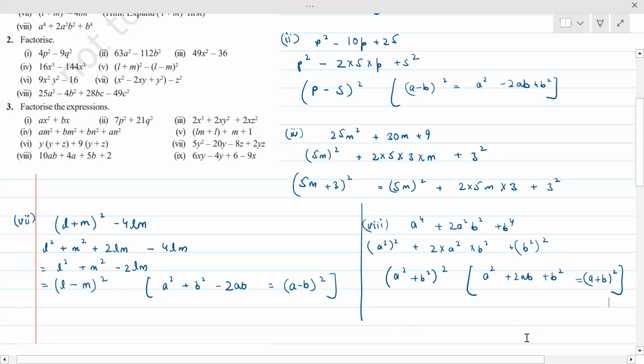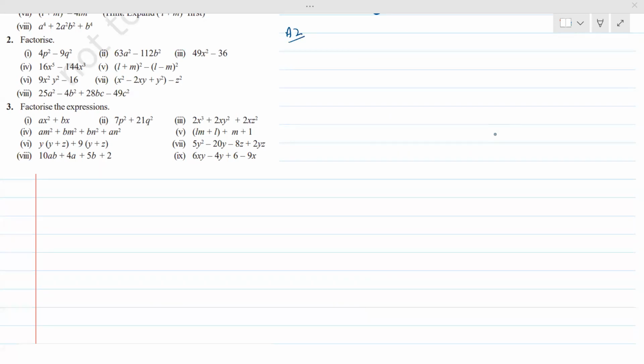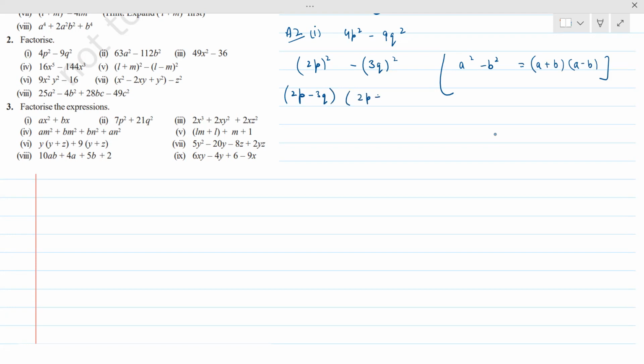Now we will see that eighth part. Now in answer 2, let's take 4p square minus 9q square. I can write it as 2p whole square minus 3q whole square. Now we know a square minus b square is a plus b, a minus b. So that is the factorization. It is 2p minus 3q and 2p plus 3q. Okay.